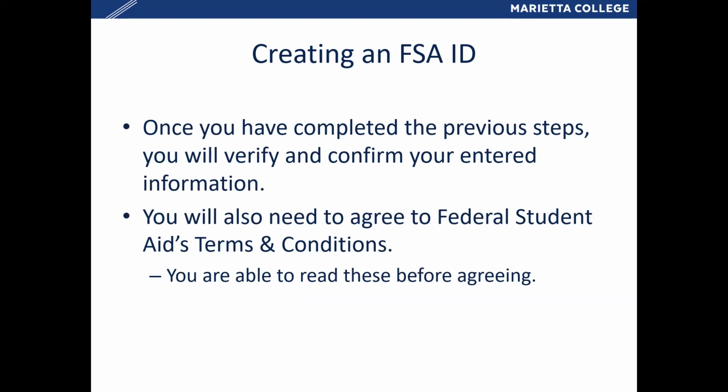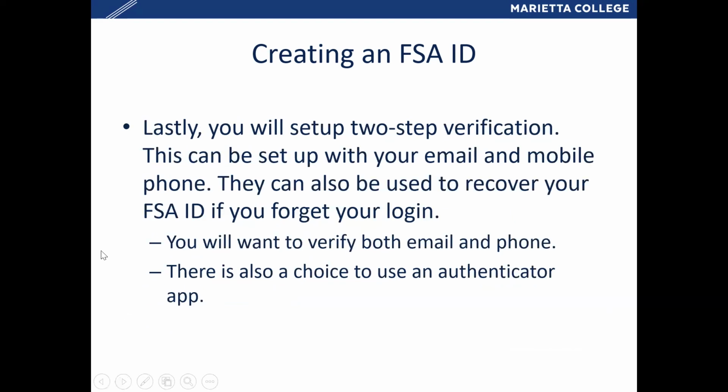And once you've completed the previous steps, you will verify and confirm your entered information. You'll also be required to agree to Federal Student Aid's terms and conditions, which you can read before you agree. Lastly, you will want to set up two-step verification. This will be set up with either your email, your mobile phone, or both. They'll be used to recover your FSA ID in case you forget any part of your login. You'll want to verify both email and phone. There is also a choice to use an authenticator app as well.